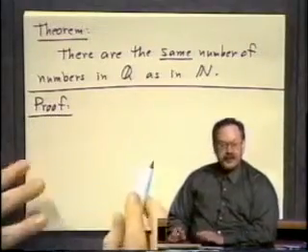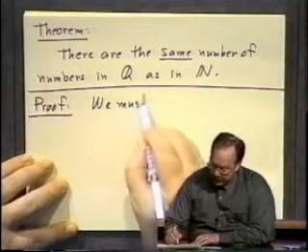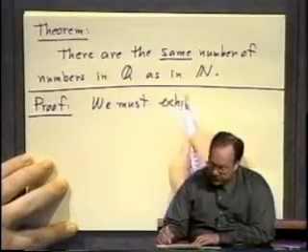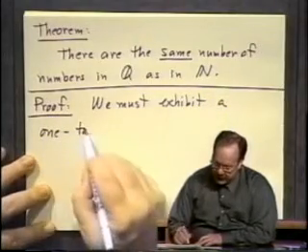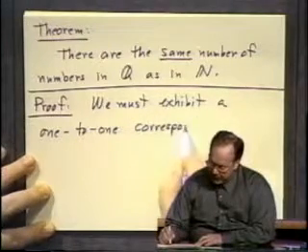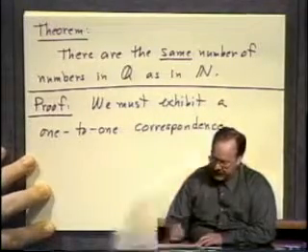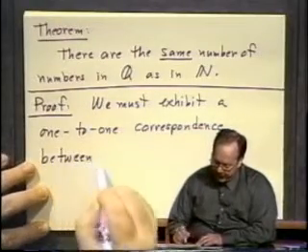What we must do is we must exhibit a one-to-one correspondence. Let's write that down. We must show you a one-to-one correspondence between the sets. A one-to-one correspondence, that's the matching that we showed for the finite sets on the previous page, between Q and N.